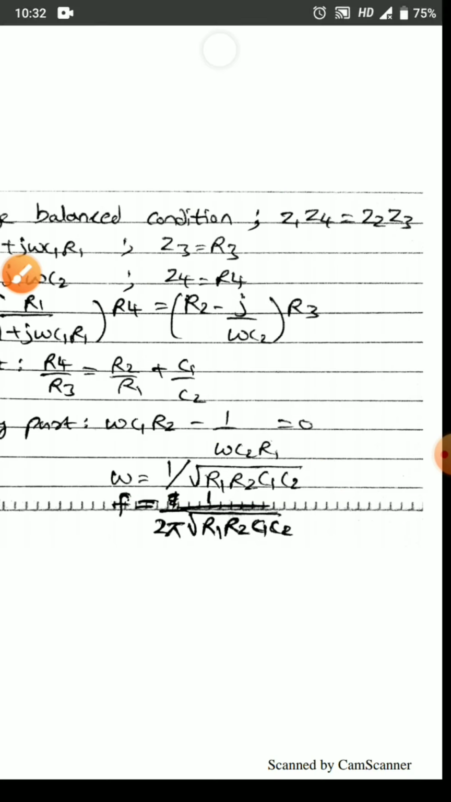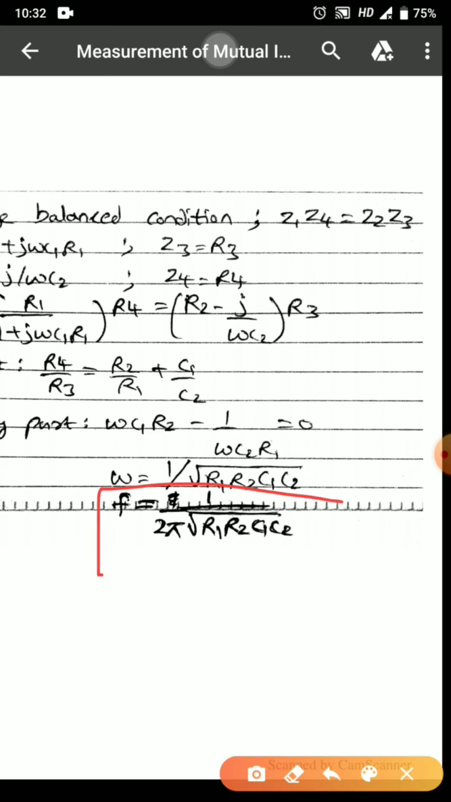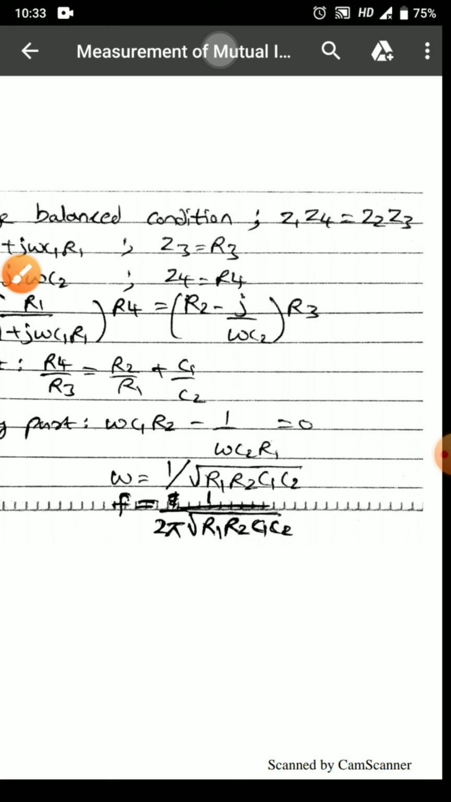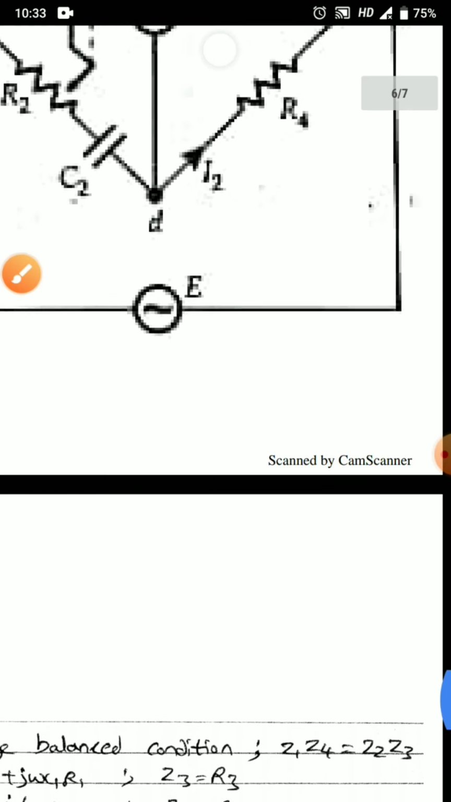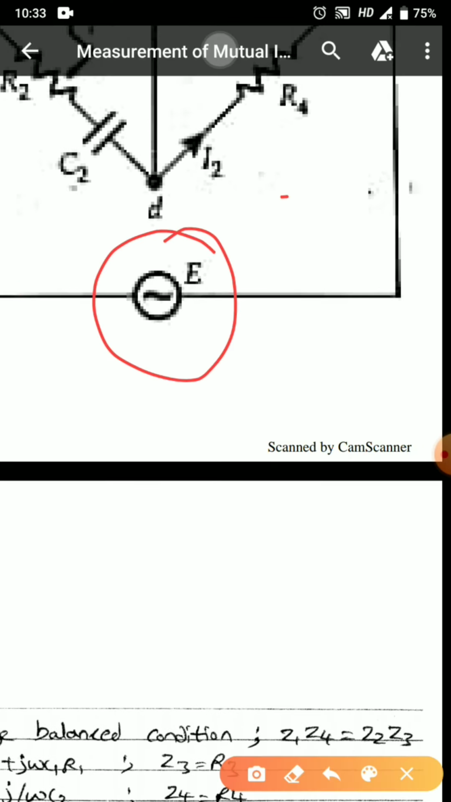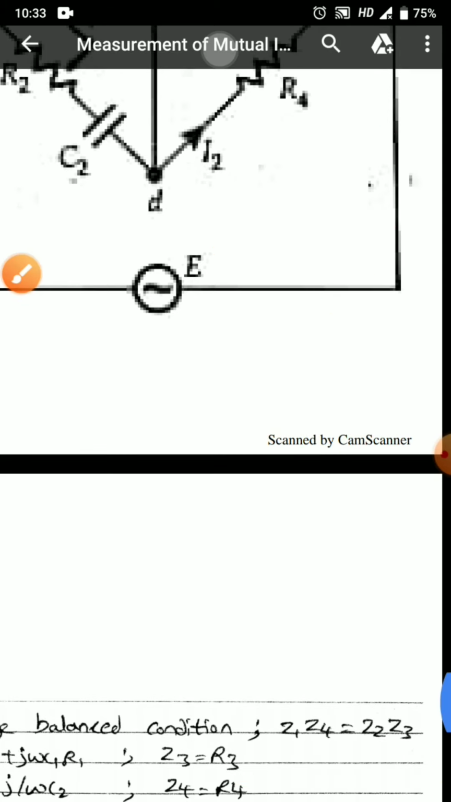So in this manner I can calculate the value of frequency. The value of frequency is f equal to 1 by 2 pi under root of R1 R2 C1 C2. Now if the values of R1 and R2 and the values of C1 and C2 are known, I can easily determine the frequency of the supply that I am connecting here. This is the AC supply that I am using. The frequency of the AC supply that I have connected can easily be determined.